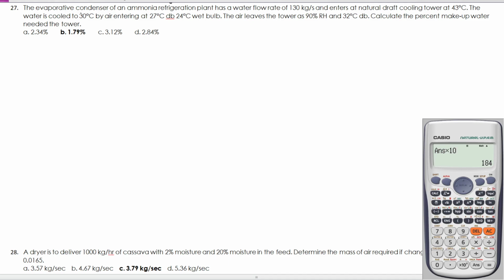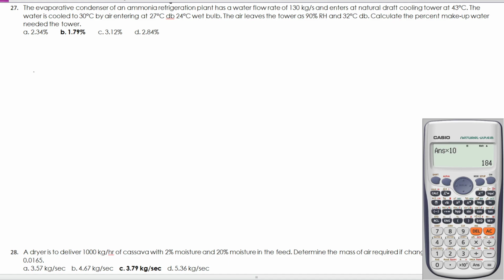Let me read. The evaporative condenser of an ammonia refrigeration plant has a water flow rate of 130 kg per second and enters a natural draft cooling tower at 43 degrees Celsius. The water is cooled to 30 degrees Celsius by air entering at 27 degrees Celsius dry bulb, 24 degrees Celsius wet bulb. The air leaves the tower at 90% RH and 32 degrees Celsius dry bulb. Calculate the percent makeup water needed by the tower.